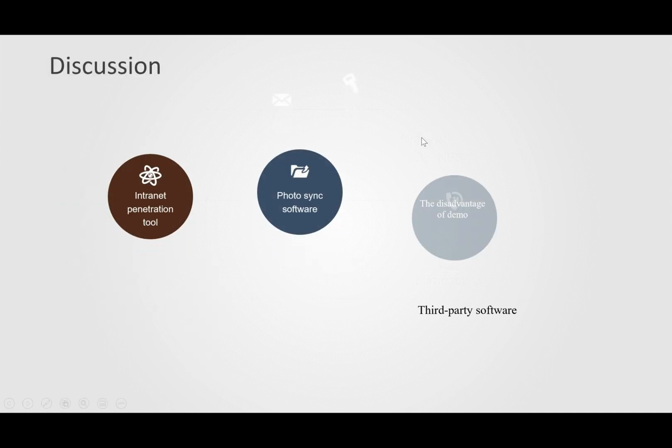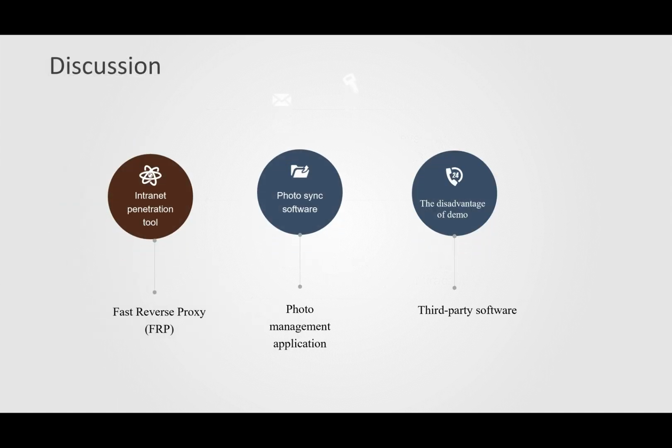Then let me introduce the internet penetration tool. FRP is a high performance reverse proxy application developed in Go. FRP supports TCP, UDP, HTTPS, and other protocol types, and supports websites forwarding based on the domain name. The role of FRP is to help you expose HTTP and HTTPS services behind a NAT or firewall to the internet through a server with a public IP address.